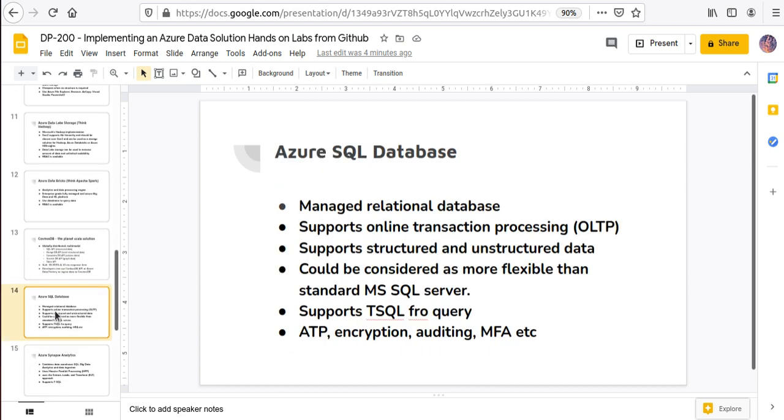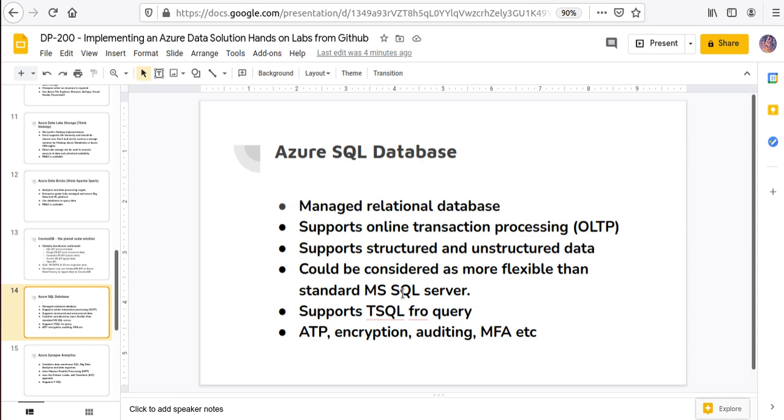Next is the Azure SQL Database. This is the PaaS solution, not the standard Microsoft SQL Server. So here Microsoft is going to maintain all of the features of SQL databases on the cloud as a platform as a service. So you don't have to do anything. You just focus on uploading your data, processing your data, creating your tables, and that's all.